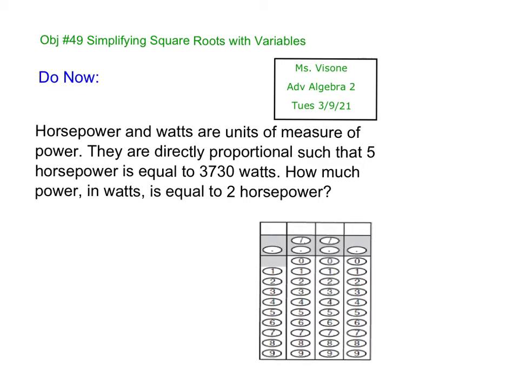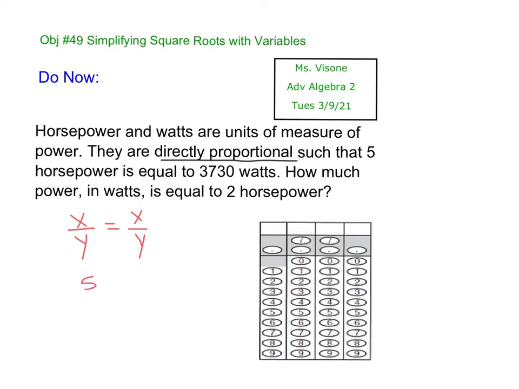Horsepower and watts are units of measure of power. They are directly proportional, such that 5 horsepower is equal to 3730 watts. How much power in watts is equal to 2 horsepower? So when I see directly proportional, I think x over y equals x over y.